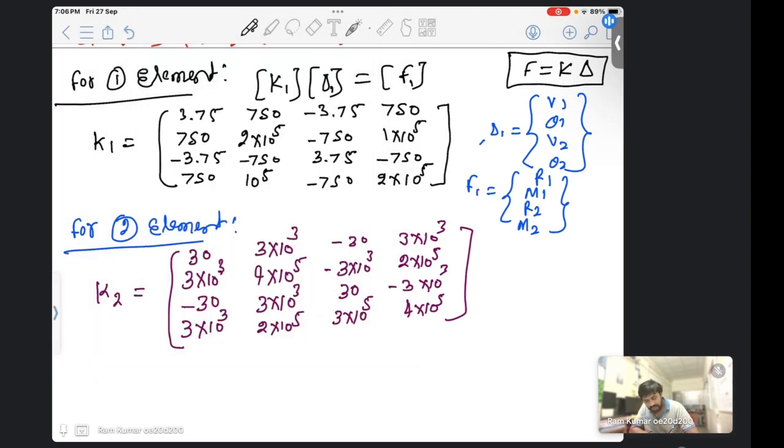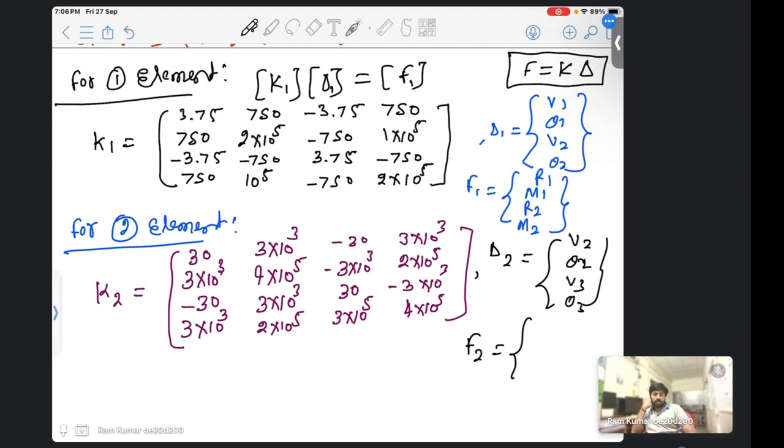Then what will be the displacement? Delta 2 equal to B2, theta 2, B3, theta 3. What will be the force F2? F2 will be R2, M2, R3, M3. Okay. So now we have to add these two stiffness matrices to get the global equation, like the global matrix.